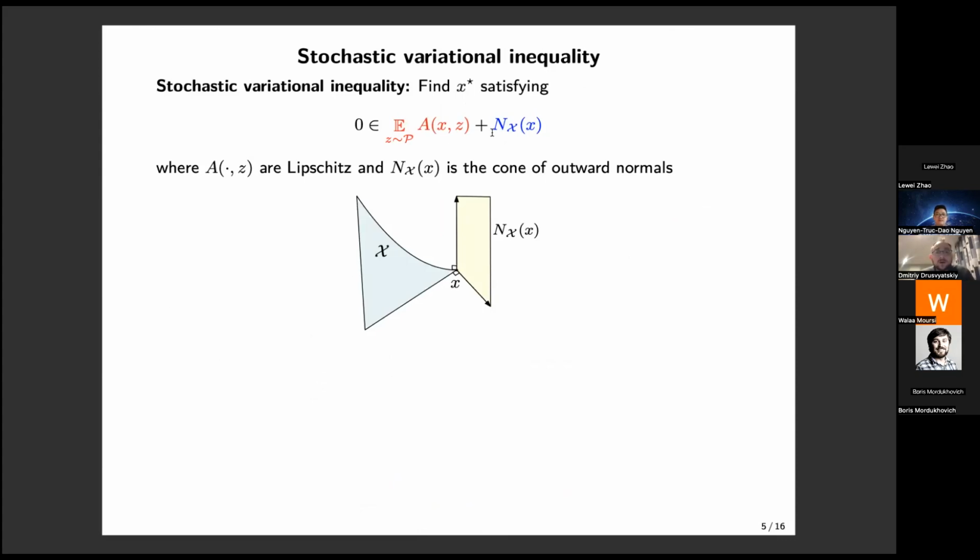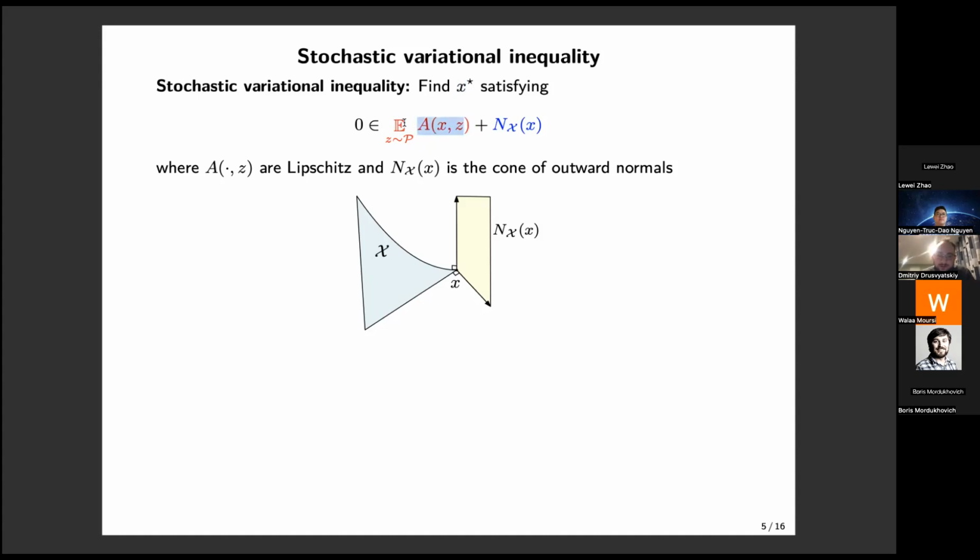Okay, so we're going to be thinking about the setting of stochastic variational inequalities. So just setting the stage. We're going to be thinking about finding a solution x star to an equation now. It's not an optimization problem, it's an equation. So which equation are we talking about? It has two components: the smooth bit and the non-smooth bit.